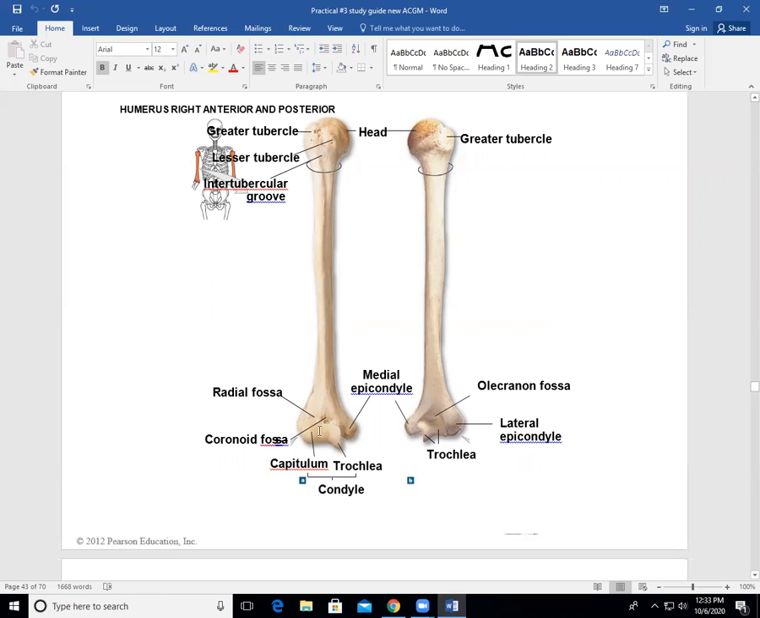Along this view, you've got a little space here. We call it a coronoid fossa. Lateral to that is the radial fossa, and it has some articulation with the radius there.